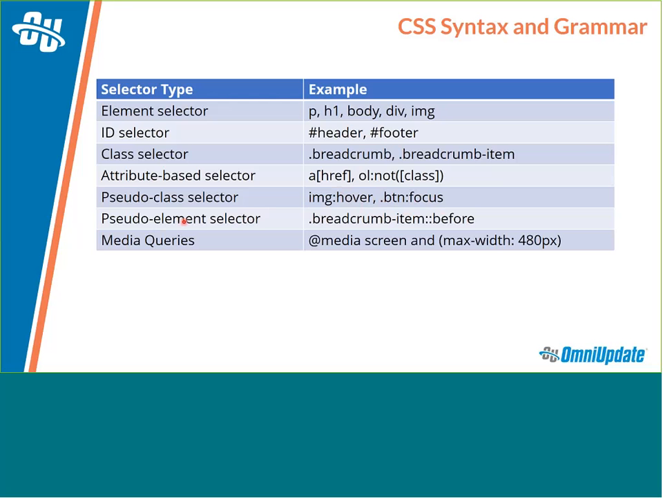And for the pseudo element selector, this one creates an element in front of whichever element is being selected. So for this example, it selects a breadcrumb item element, and it'll apply a styling to whatever is in front of that element. And we'll go over that a little bit more in detail later.